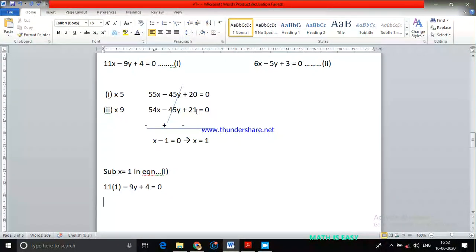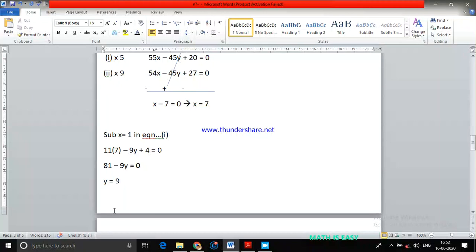I think here we made a mistake, sorry. This should be 27 because 9 3s are 27. If it is 27, then you will get it as 7 here. So x value will be 7. So here you will get 77 plus 4, so 77 plus 4 will be 81 minus 9y will be equals to 0. If I simplify this one, finally I am going to get y equals to 9. So x is 7 and y is 9.